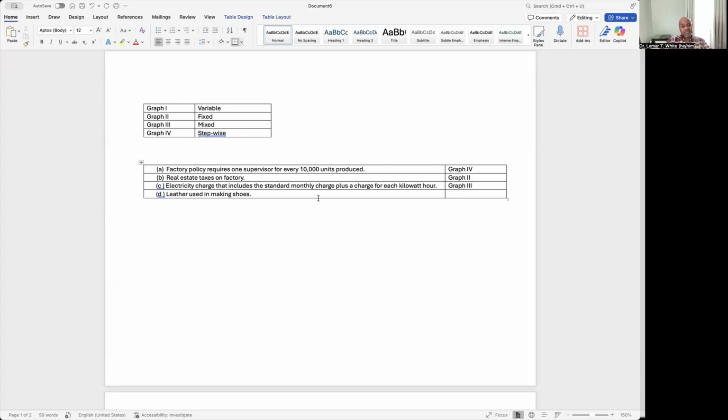And then leather used in making shoes. So the amount of leather you use depends on the number of shoes you produce. So this is going to be variable, which would be graph 1. And that is question 1.